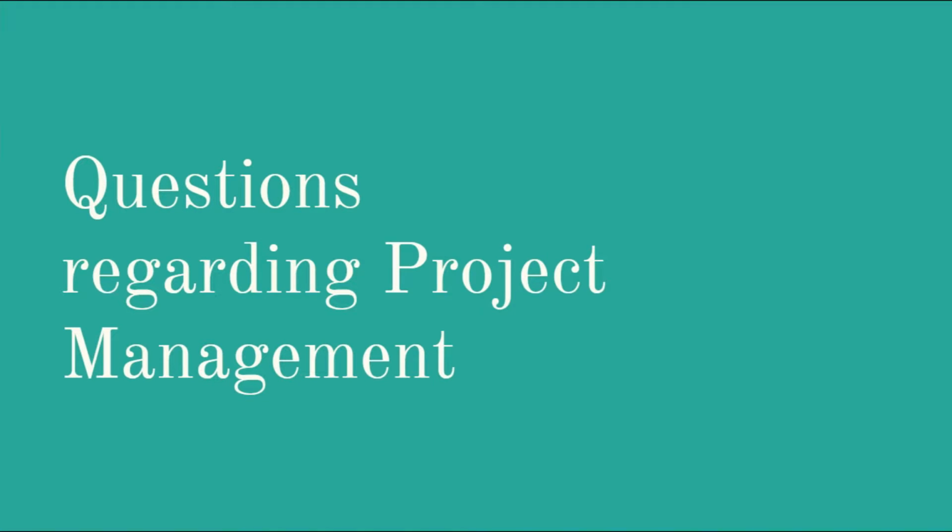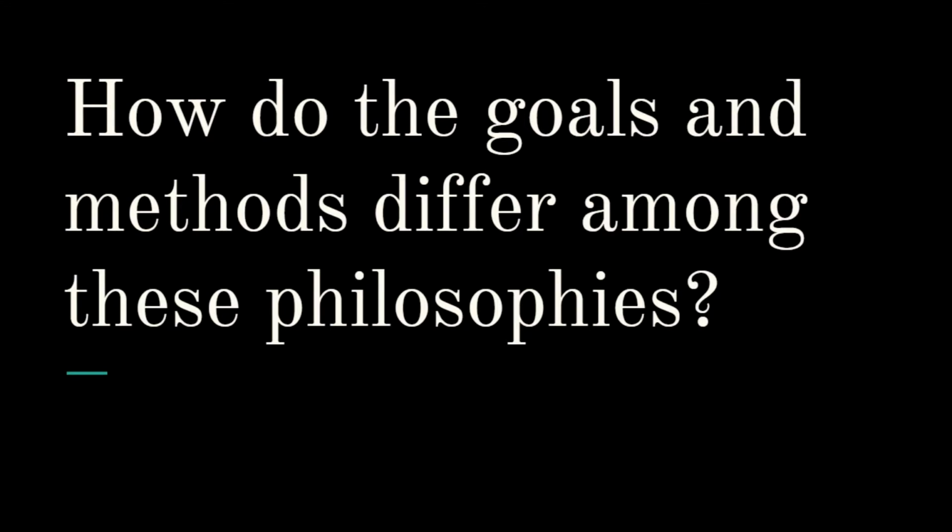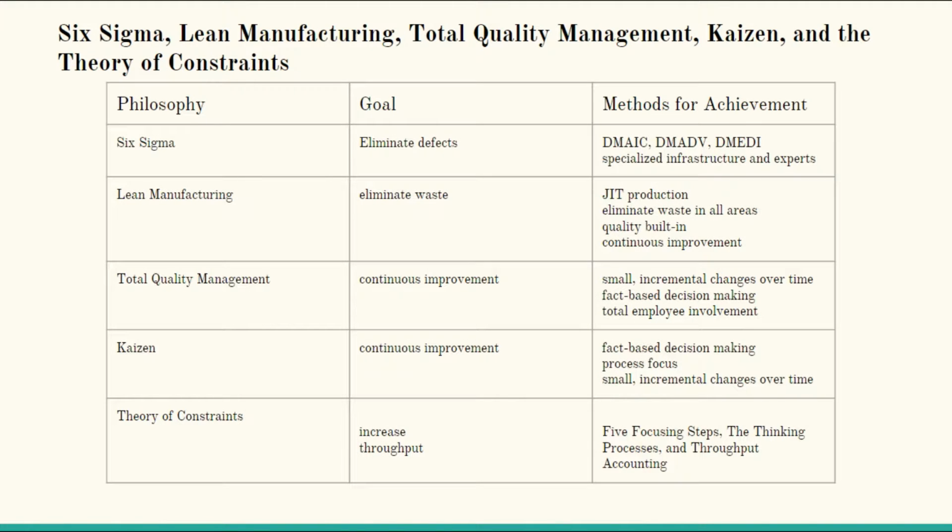Questions regarding project management. How do the goals and methods differ among these philosophies? These concepts can be grouped as philosophies, standards, or tools in management. Some philosophies, like the theory of constraints, are focused on short-term, fast change, and profits. Others, like Kaizen and total quality management, are of the Japanese philosophy for long-term market share and small, incremental changes that lead to change over time.